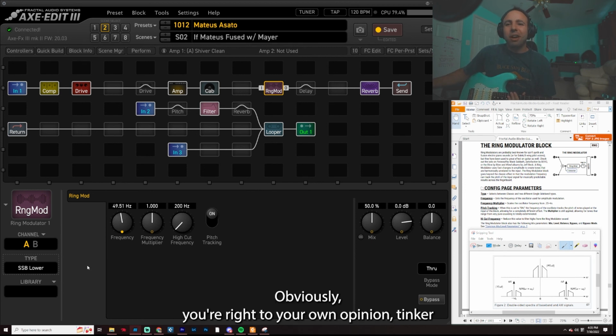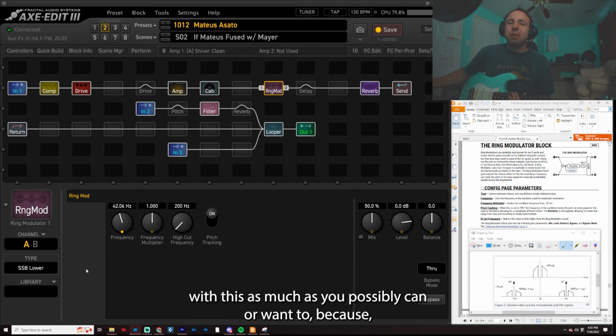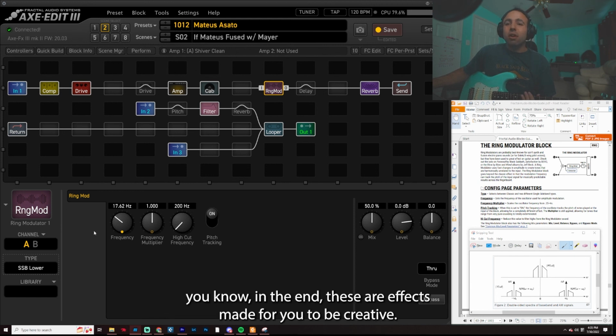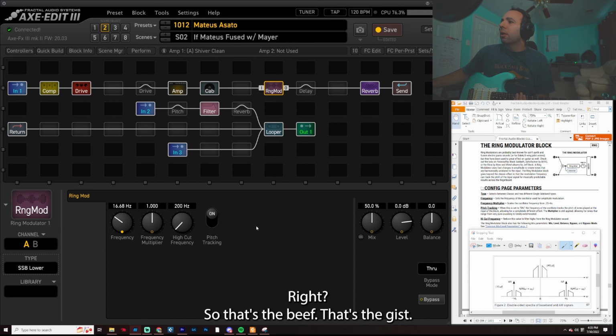Obviously, you're entitled to your own opinion. Tinker with this as much as you possibly can or want to, because in the end, these are effects made for you to be creative, right? So that's the beef. That's the gist.